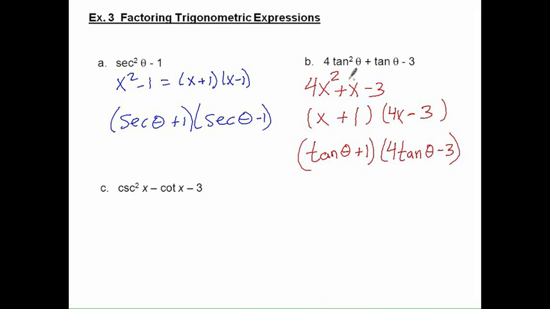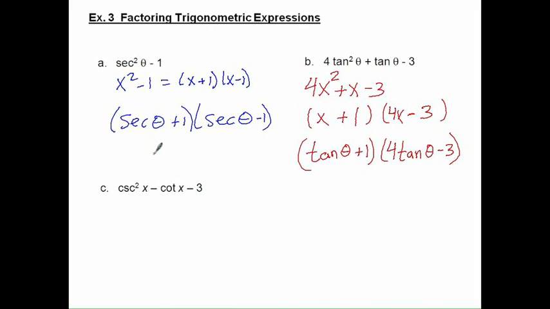A lot of people find it easier to do it in terms of x and then just plug in the function back in for your x when you're done. Okay? Now this last one down here, cosecant squared x minus cotangent of x minus 3. Now the good thing here is we had tangent, and we just had secant, just one trig function, but now all of a sudden we have two different ones.